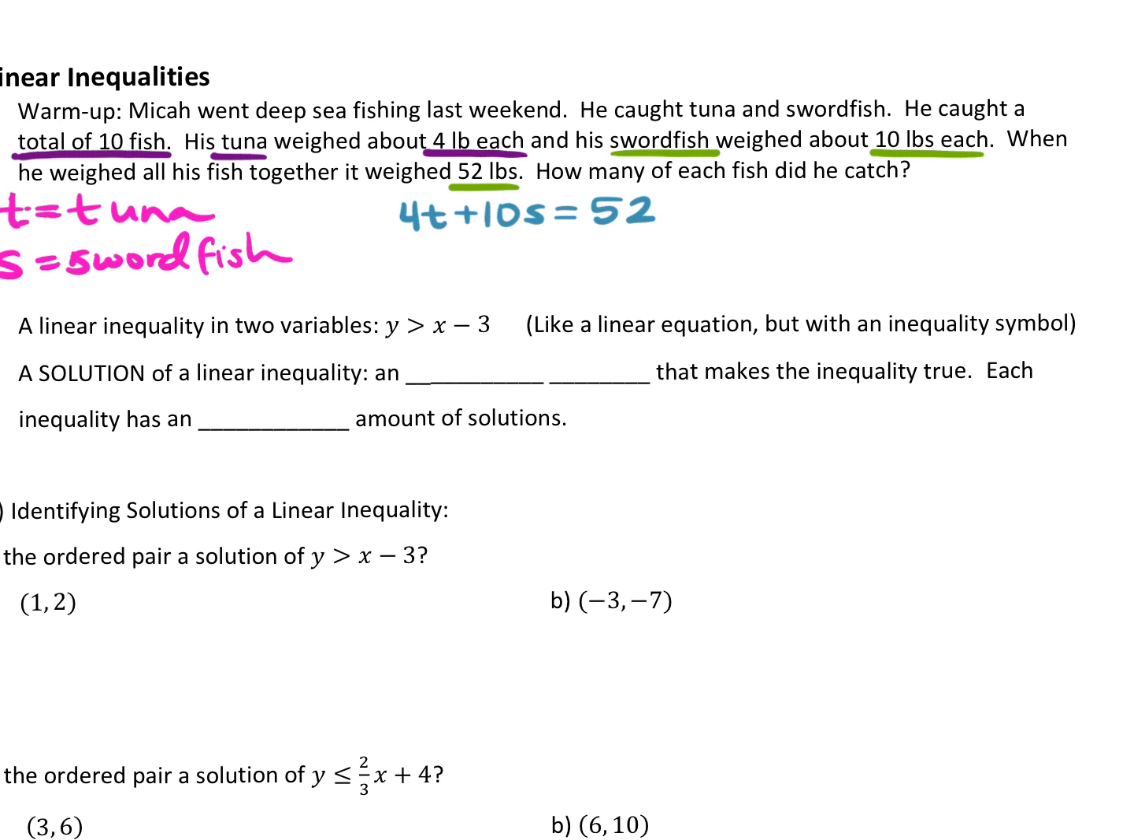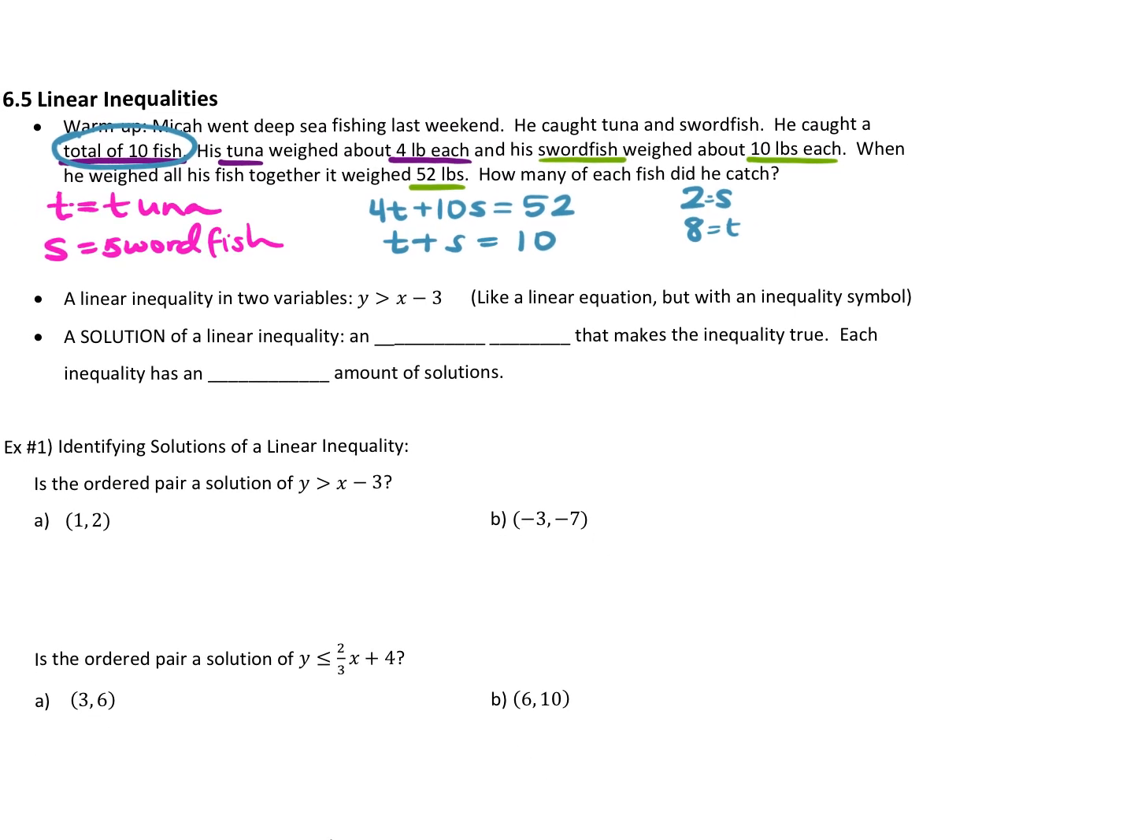Does anyone see the other equation that you can write? Which number have we not used yet? Yeah. T plus S equals 10. Beautiful. There's a total of 10 fish, so tuna plus swordfish should be 10. Okay? If you want to try and solve that on your own, you go right ahead. It should work out when you solve it to 2 swordfish and 8 tuna. I'm not going to work it out right now because I want to make sure we get through all this, but I want to make sure you're good on the setup.